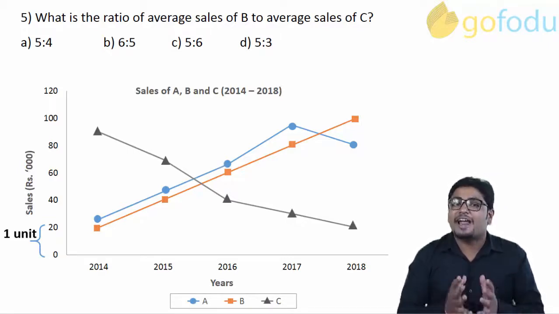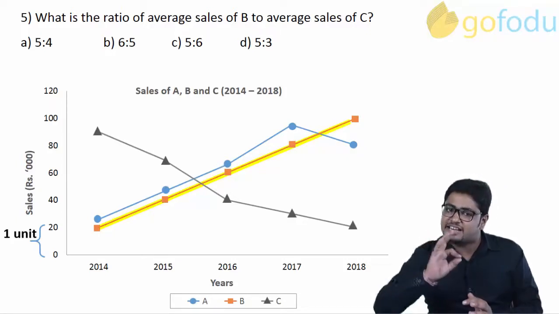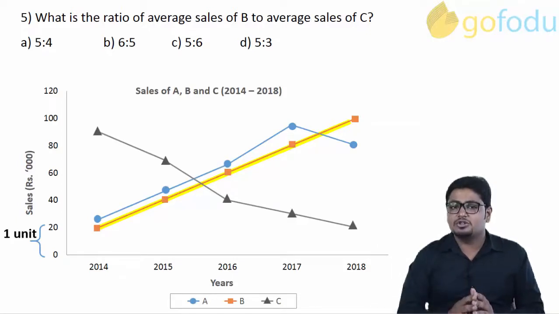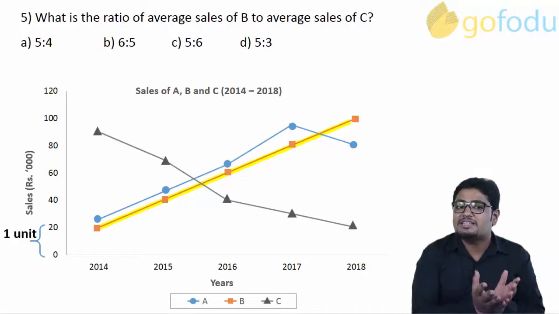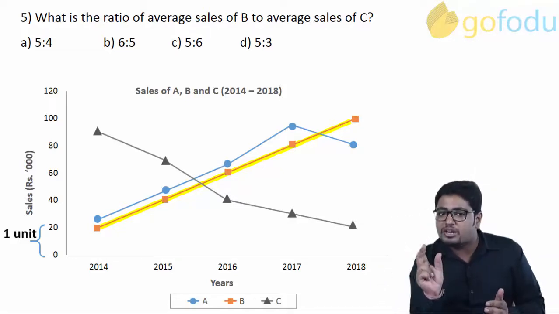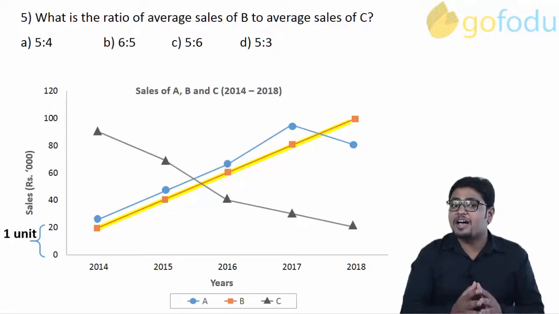Now we need to calculate the average sales of B. So for B, we know that it's an increasing straight line. So the growth is constant for each year, or we can say each successive value increases by a common difference. This we have seen in arithmetic progression, that the average is going to be the middle term. This particular point would be the average.